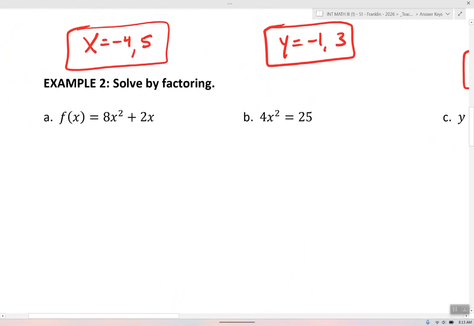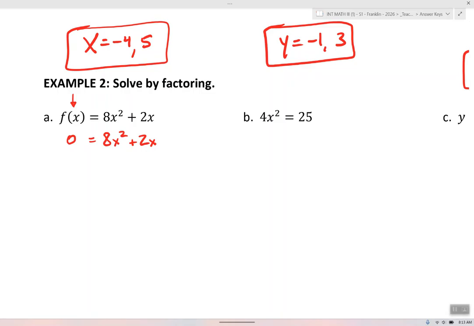All right, now we're going to solve by factoring when they are not in factored form, so we have to figure this out. The first one says f of x equals 8x squared plus 2x. Well, first of all, we want to replace the f of x with 0, because we're trying to solve and figure out what the x values need to be when y, or the function, is equal to 0.